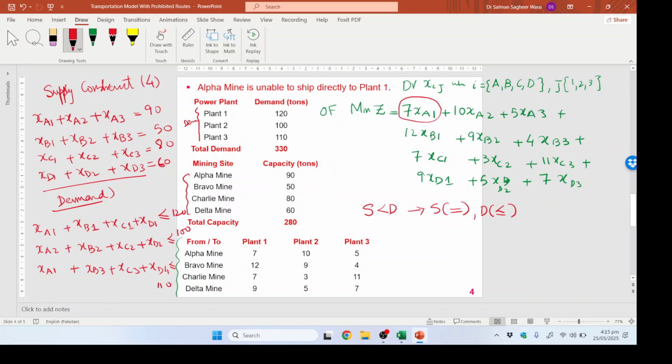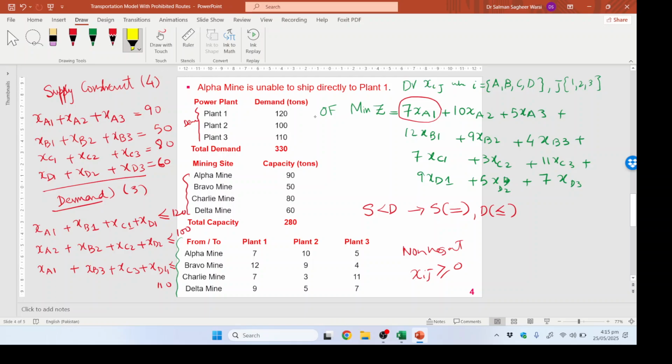And finally, in addition to these 4 supply constraints and 3 demand constraints, we have a non-negativity constraint that tells us that xij should be greater than or equal to 0. So this is all about the mathematical formulation of this problem.